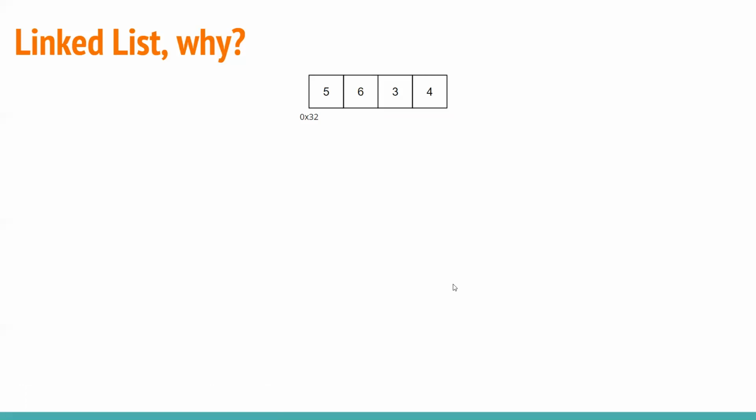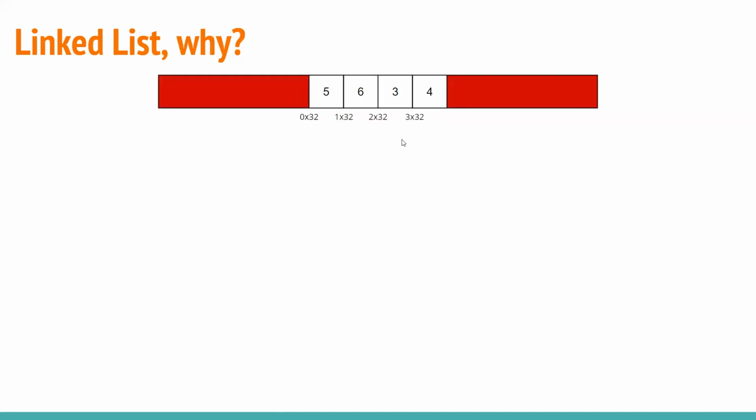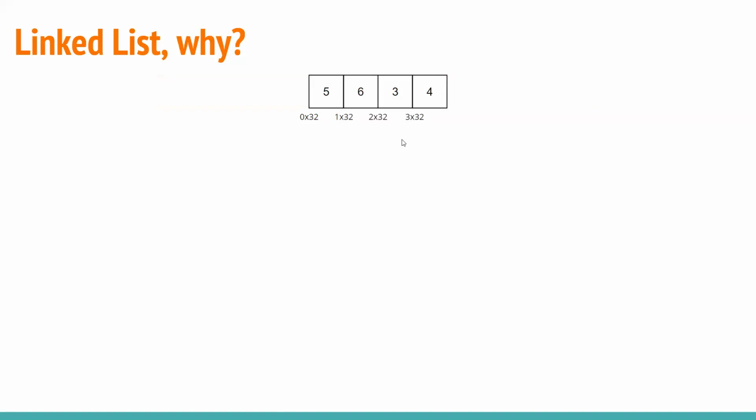Okay, I'll remind you guys. So they are contiguous and homogeneous. Okay, so what do we mean by that? We mean that they're all next to each other in memory, literally, and they're homogeneous. They're all the same type. And I really want you guys to get why that is such an important thing to understand about arrays.